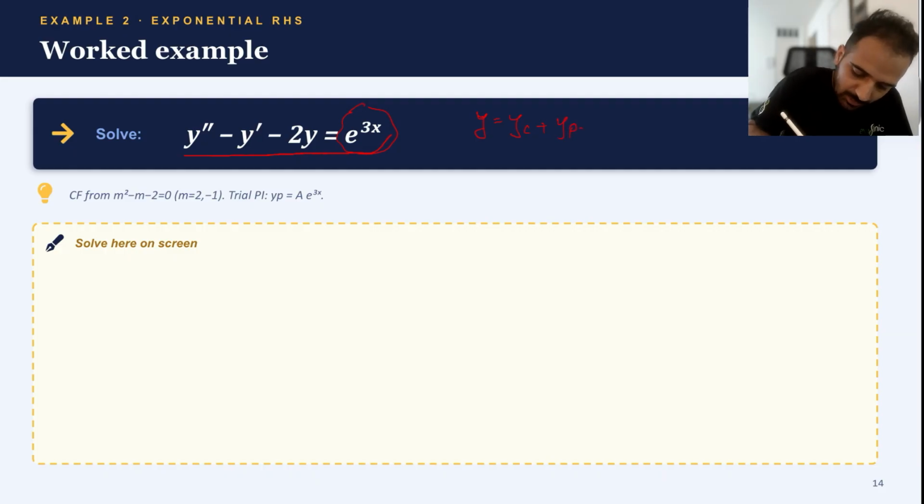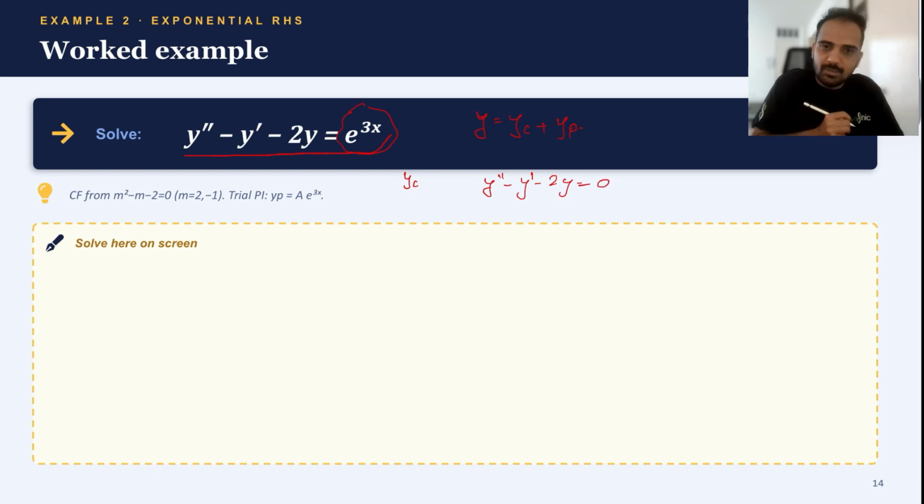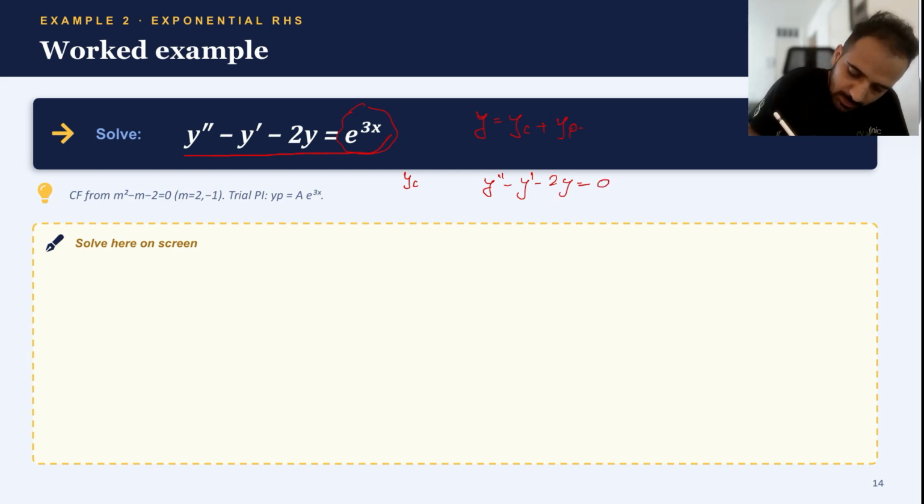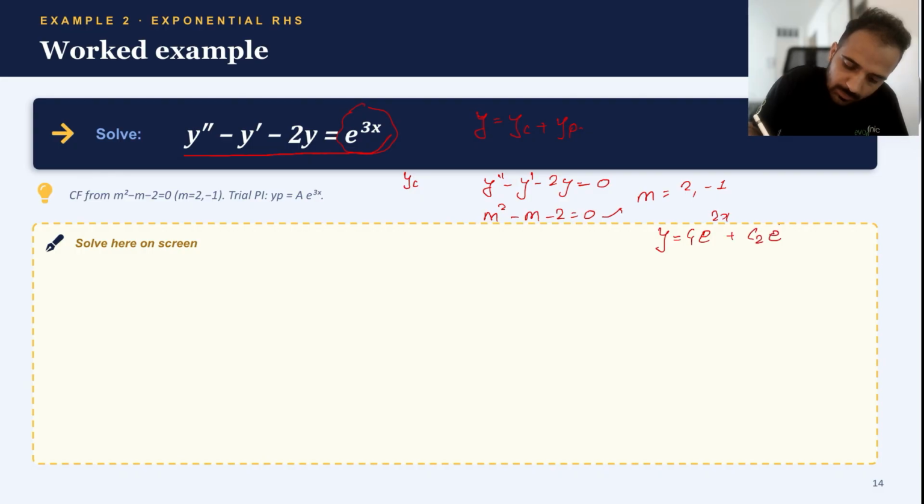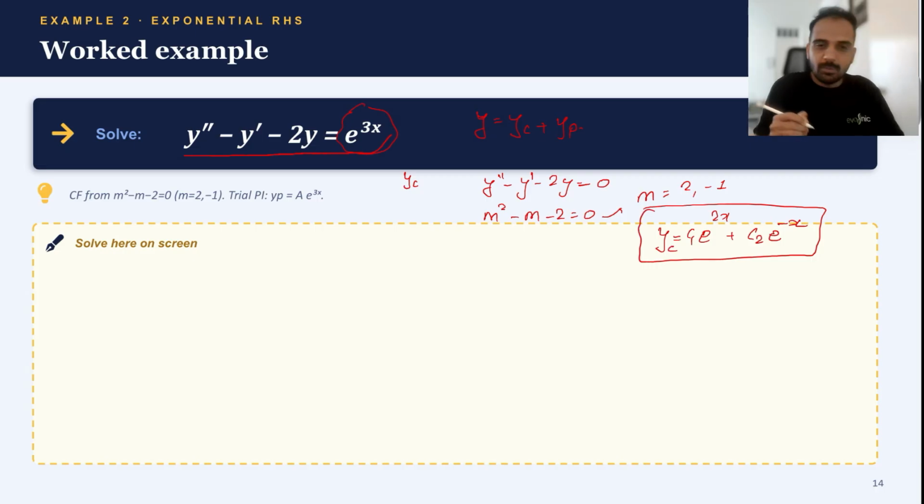To find the complementary solution, you can just assume this non-homogeneous equation is homogeneous and solve for this. You have m square minus m minus 2 equals 0. This will give you m equals 2 and minus 1. That means your y is equal to c1 exponential 2x plus c2 exponential negative x. This is your complementary solution, the complementary function.